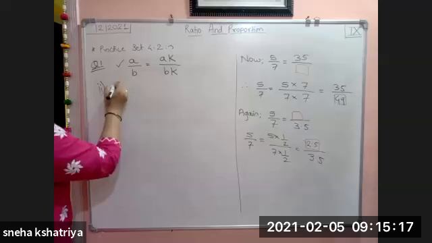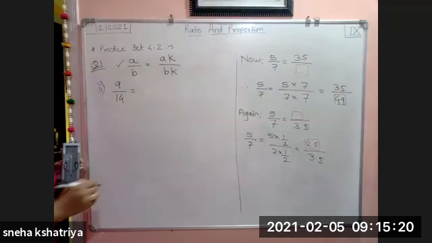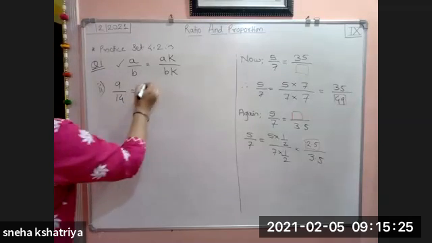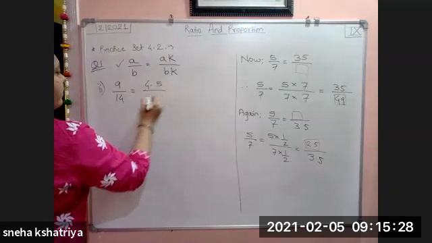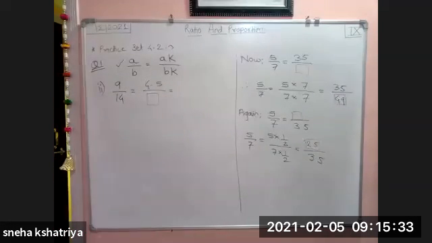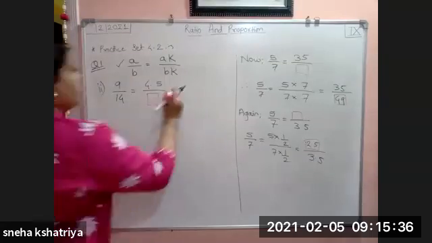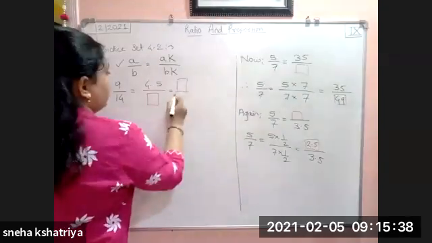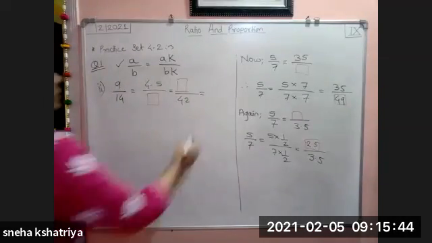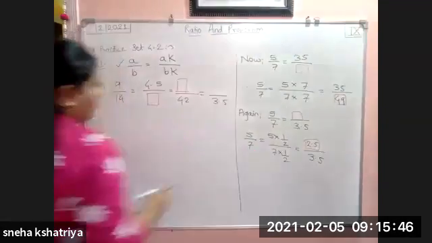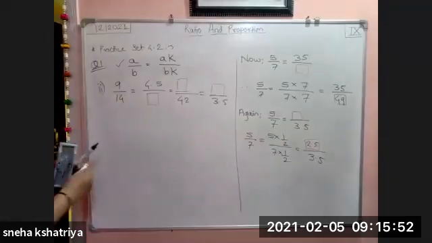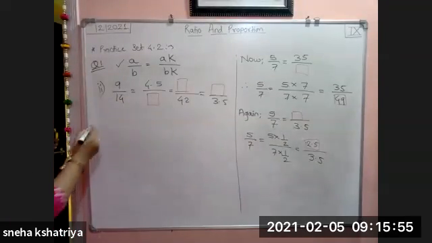9 upon 14 is equal to 4.5 divided by, here a box is there, which is equal to, again, a box upon 42, divided by 42, which is equal to 3.5. At the denominator it is 3.5, and at the numerator again you have to find the value. Okay, we will find this.